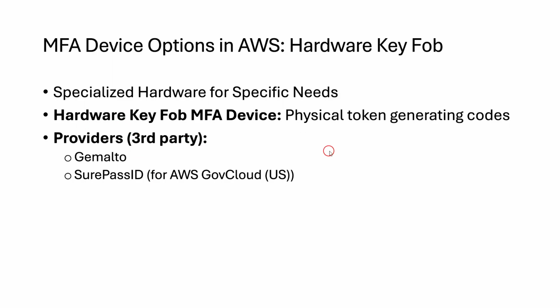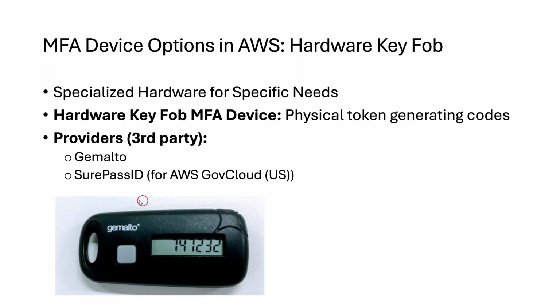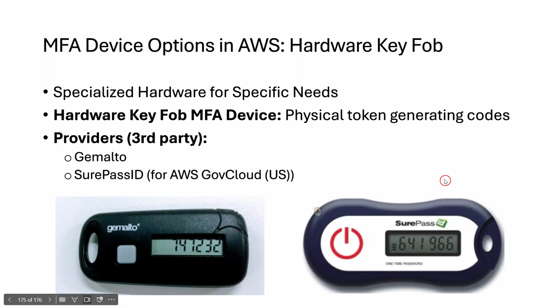You can go and search on Google and you will get more information about these devices. Simply, these devices will generate a physical token for us, and by using that token along with our password, you can access your AWS account securely. This is more secure than YubiKey also. These are the images: this is one device from Gemalto, and this is a device from SurePass ID, and you can see that they are generating OTPs. By using these OTPs, you can access your AWS accounts. But before that, you have to set up these devices.